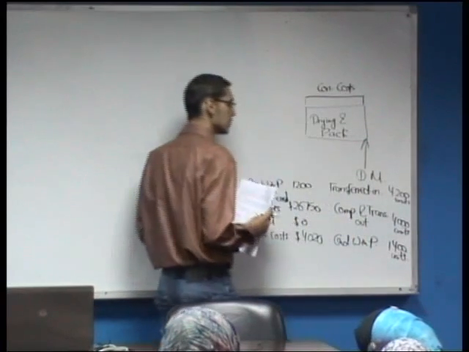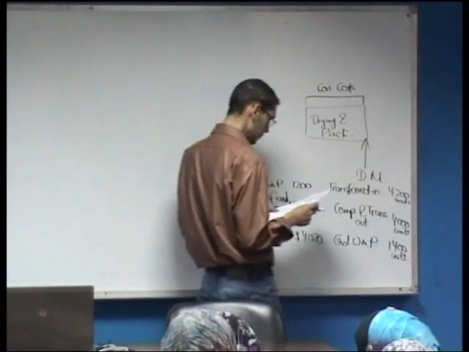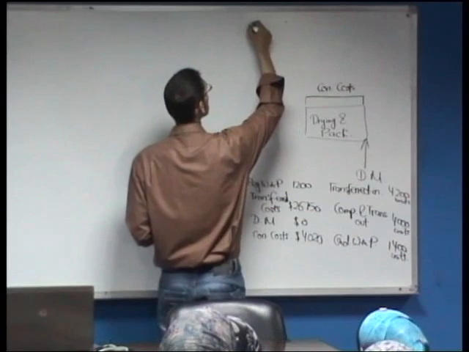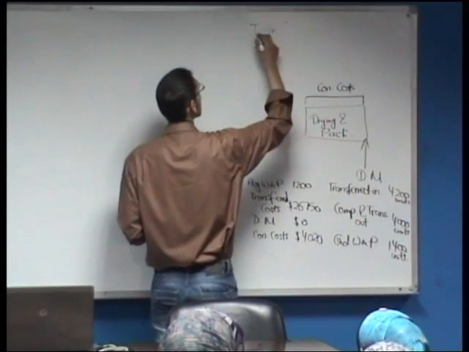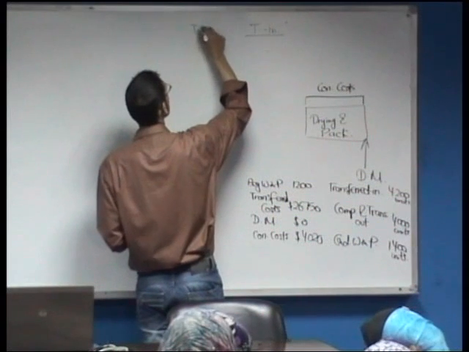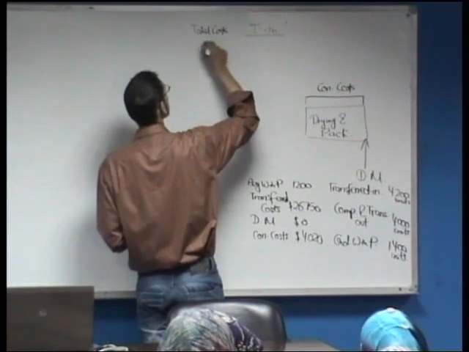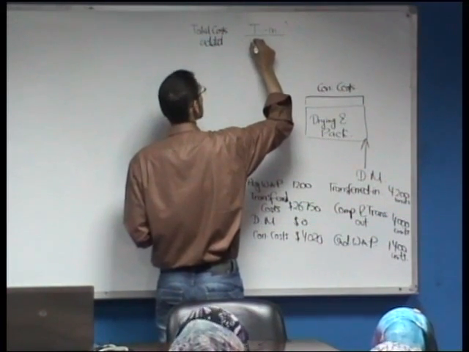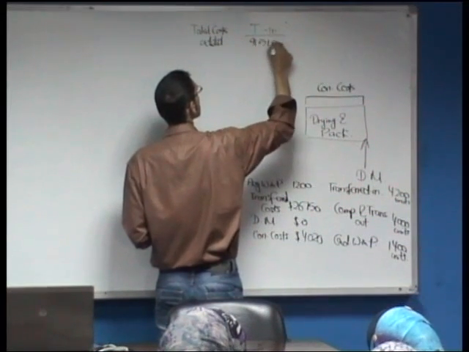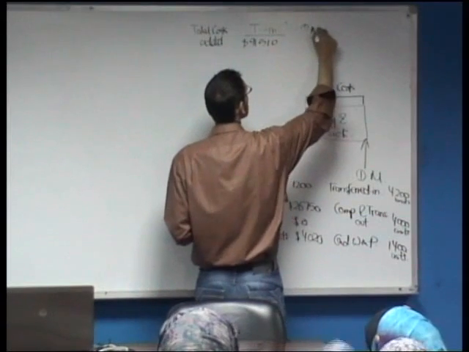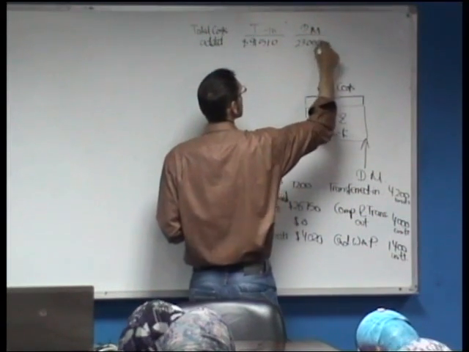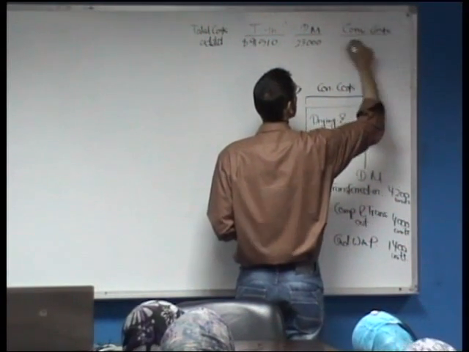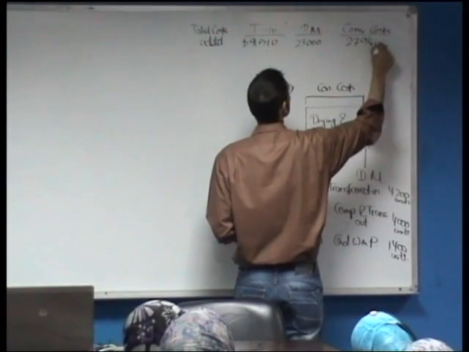And then we have the total cost added during week 37. We have transferred in cost 91,510, for direct material 23,000, and for conversion cost 27,940.